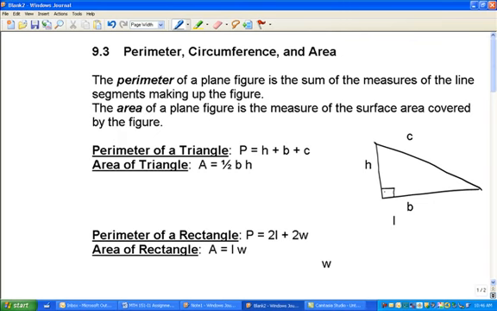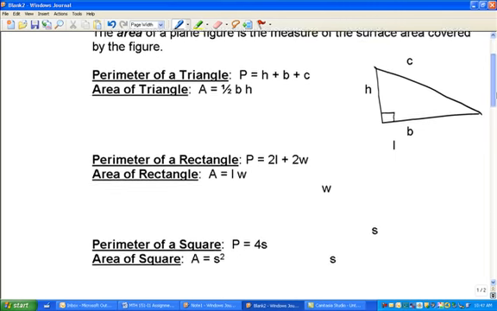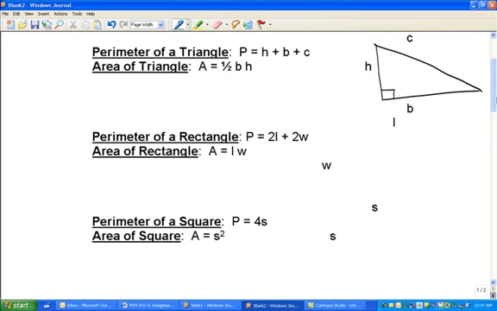Now what you should note is that the area of a triangle comes from the area of the parallelogram, which we will look at in a few minutes. So I may come back to look at the triangle after we take a look at the parallelogram.